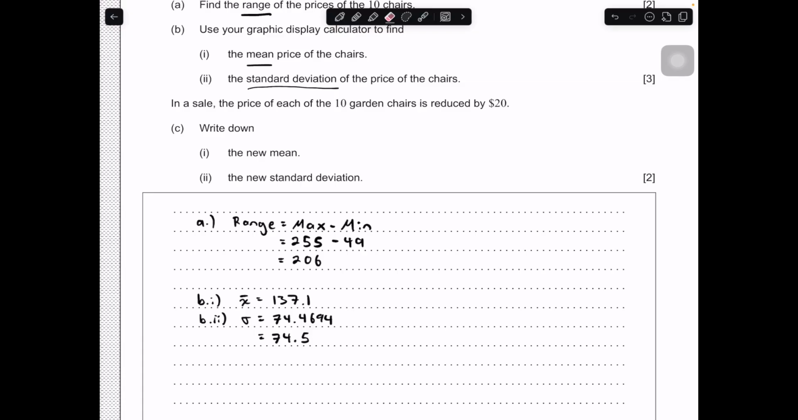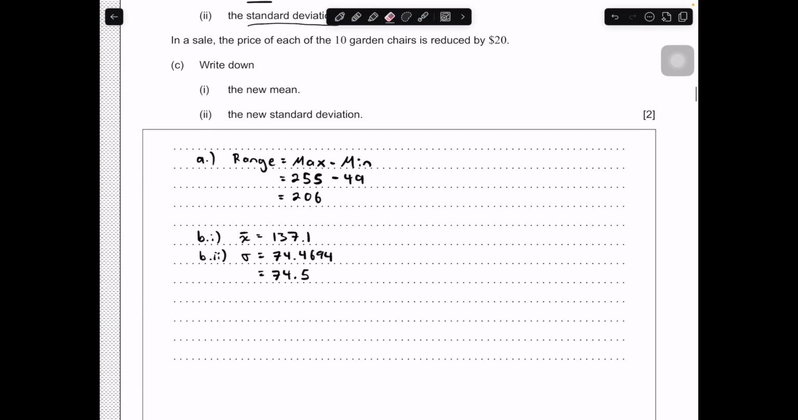Part C is asking us to write down, and the first part is the new mean. So write down the new mean. So C1, the new mean. The mean is essentially the average.